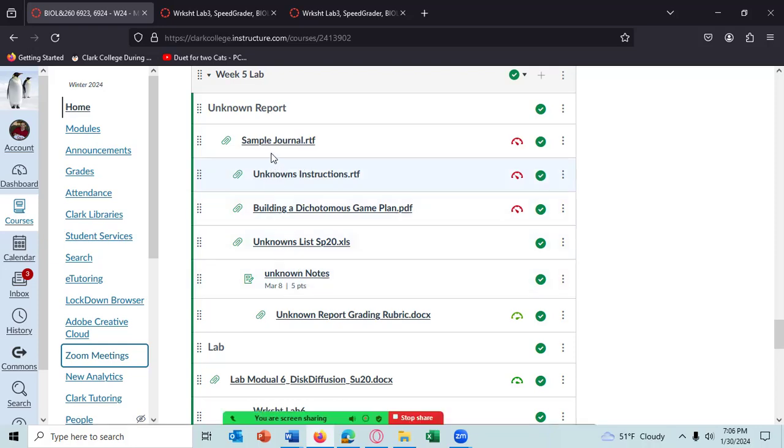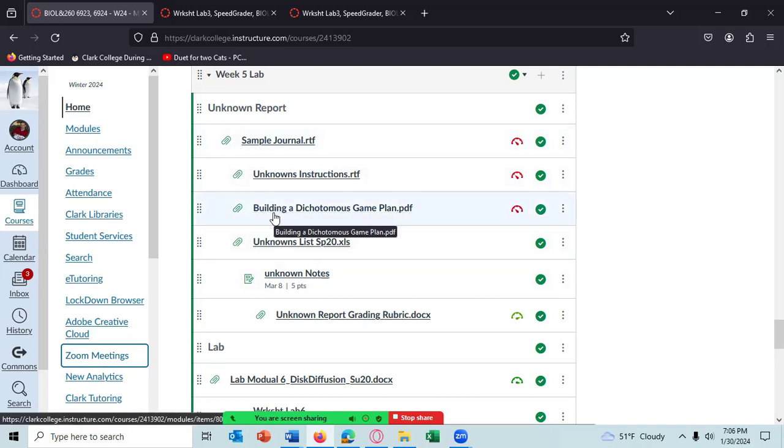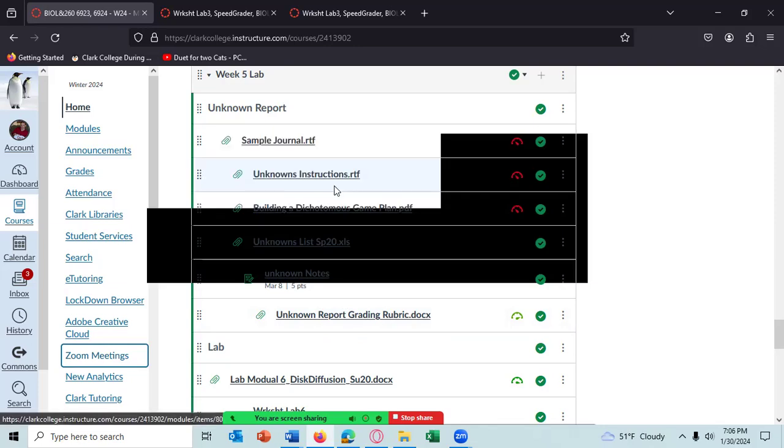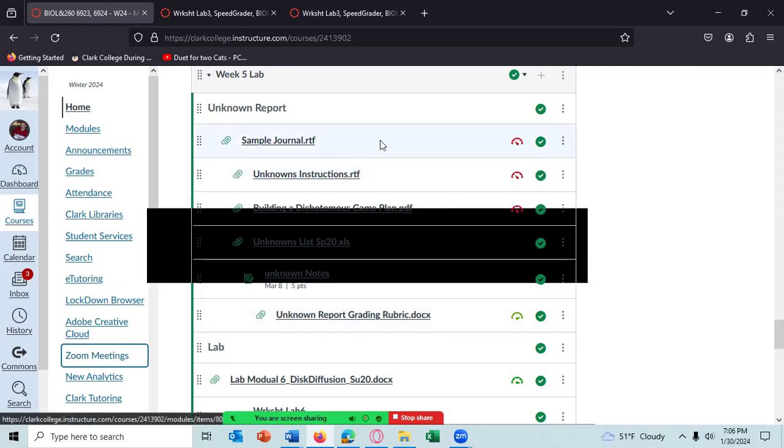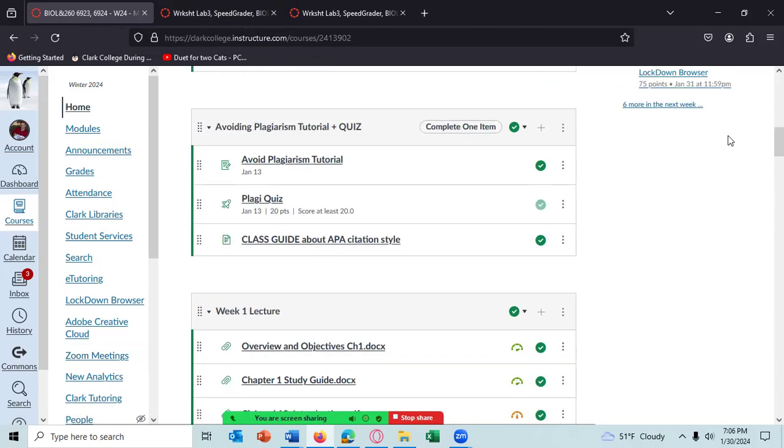I will talk about the sample journal. I wonder why that one isn't indented as far as the others. The list of the unknowns, building a dichotomous game plan, and then the grading for the unknown report. So I'll talk about all of those. But I would like you to look over the unknown instructions. Any question about any of that? All right.